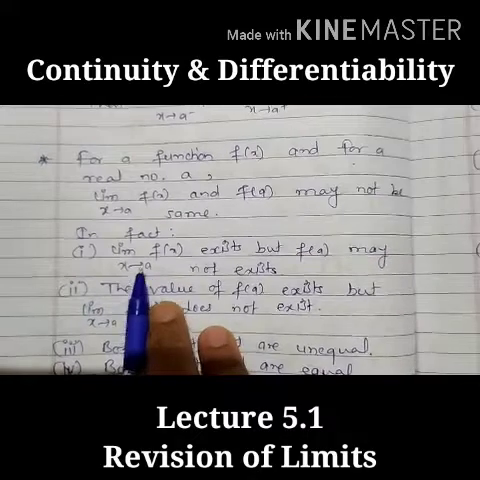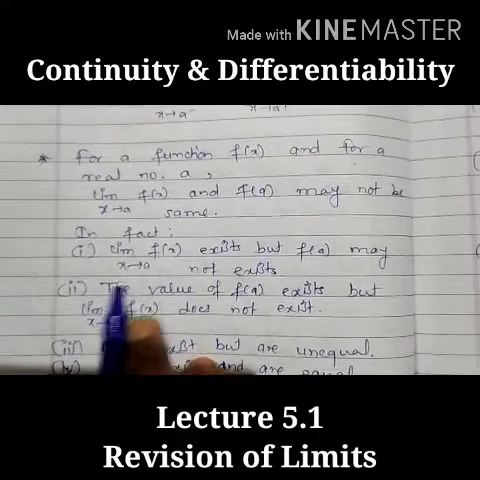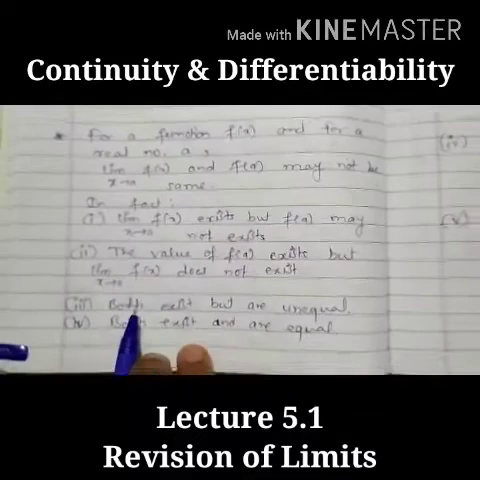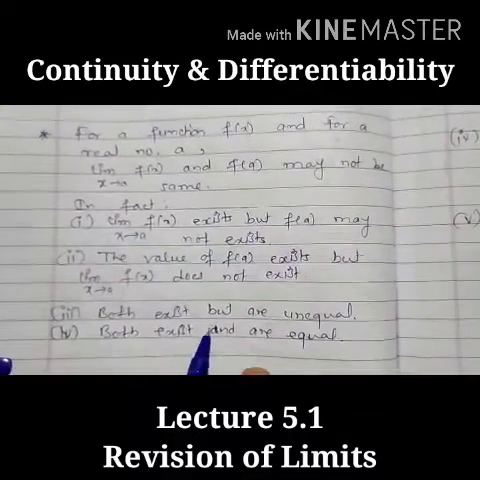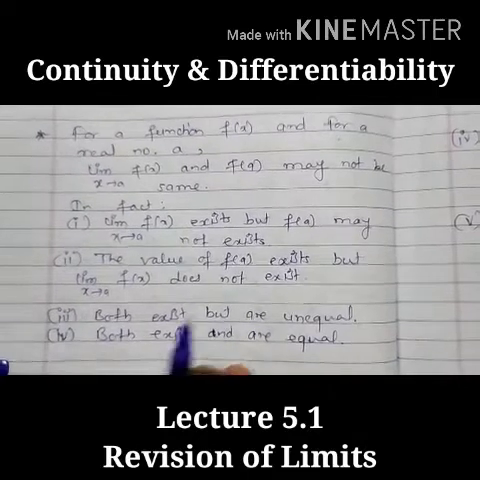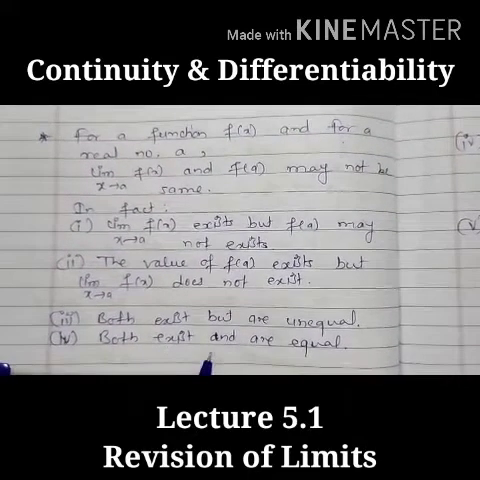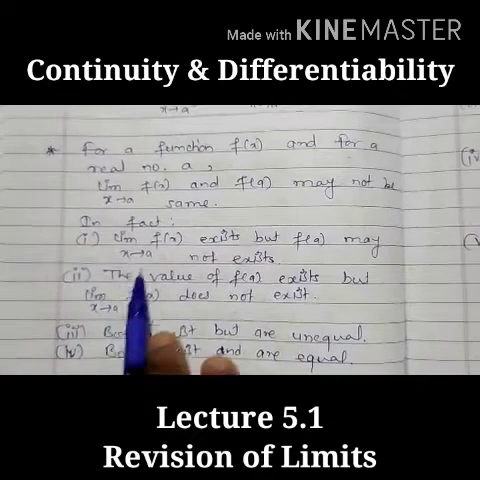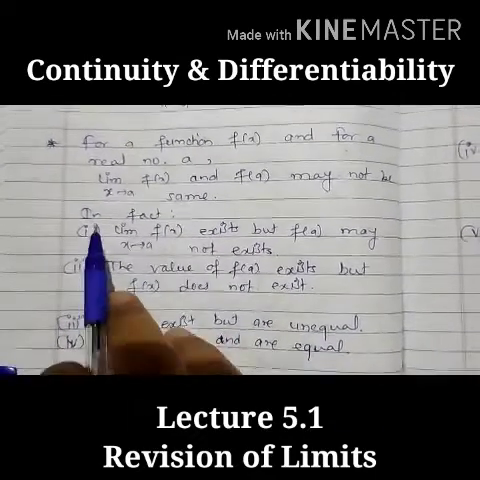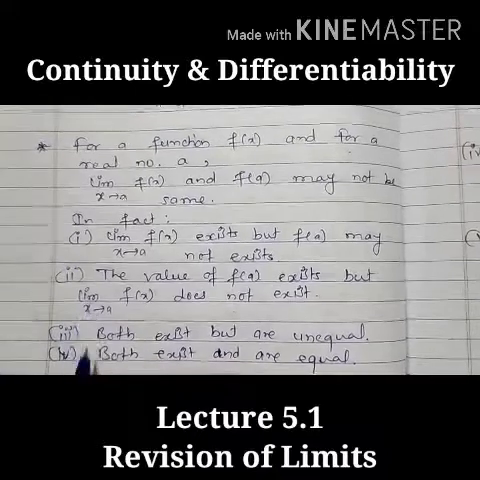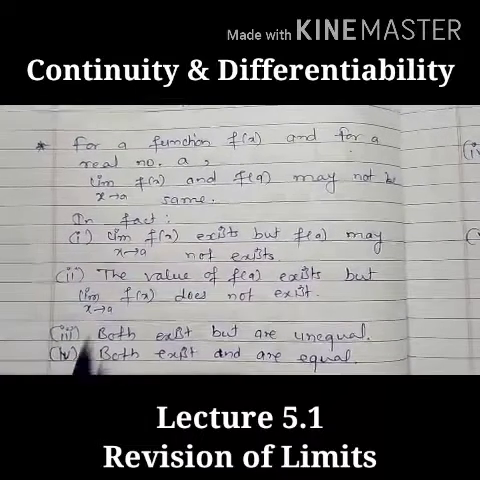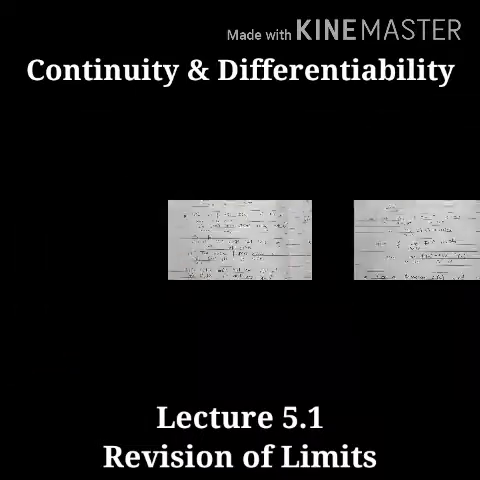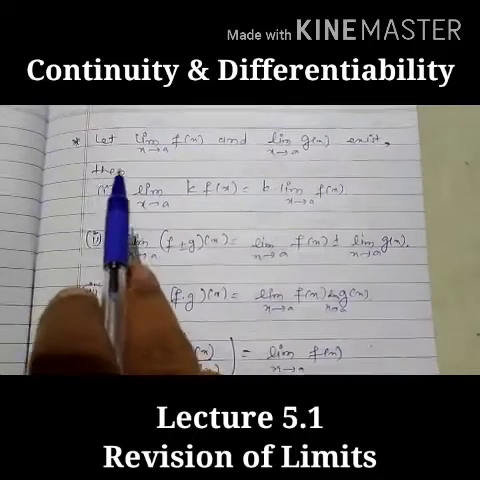Means one exists and the other does not exist. Third case, both exist but are unequal, and the fourth case, both exist and are equal. So for a function f of x and for a real number a, any one of these four conditions will be there. Understood? Now we'll see the algebra of limits.